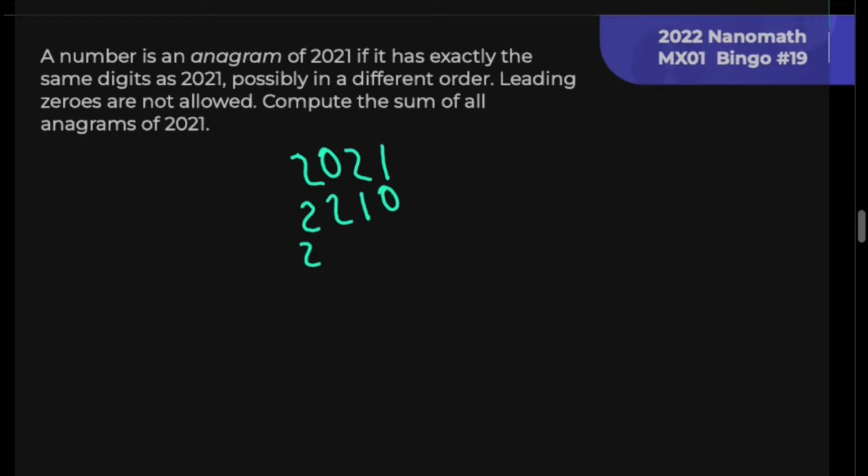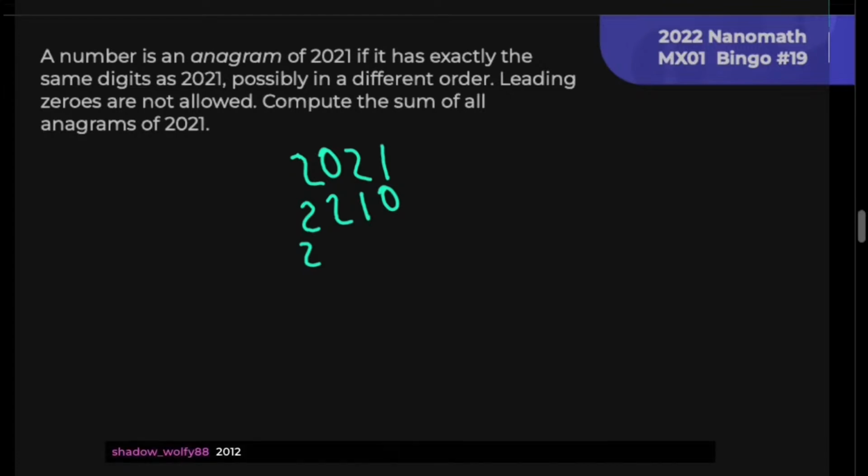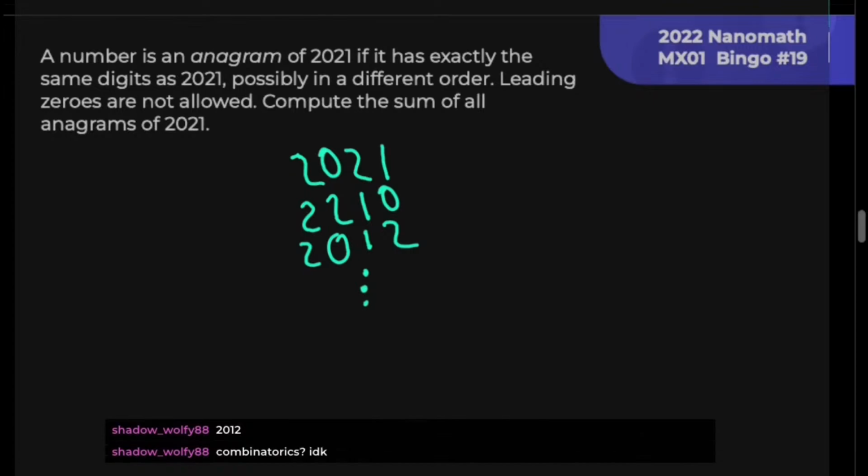Well, I think our first intuition would be, 2012 is one of them. I see that Shadow Wolf has said that in the chat. So 2012, yep, that's another anagram. I have all these anagrams, but we need a quick way of organizing them. What we can realize is that they either start with 2 or they start with 1, right? So how many start with 2?